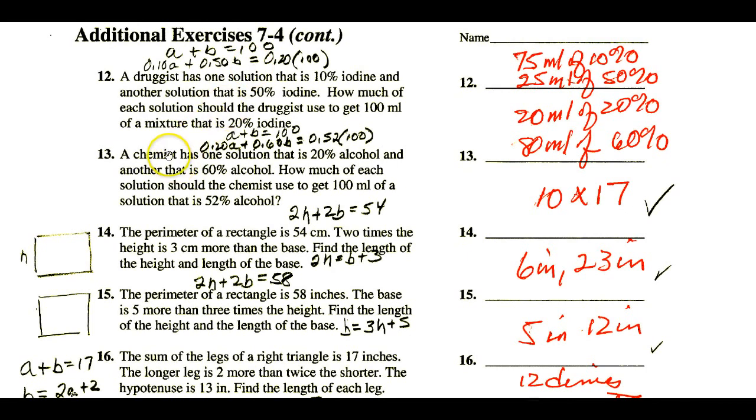Here, very similar, 20% alcohol, 60% alcohol. Wants to get 100. So A plus B, 100. Then 20% of A, 60% of B equals 52% of 100.